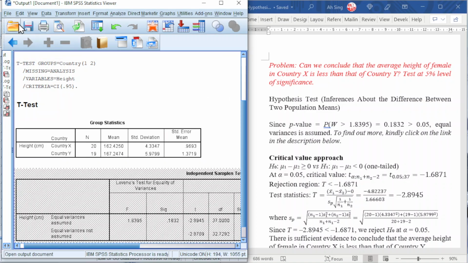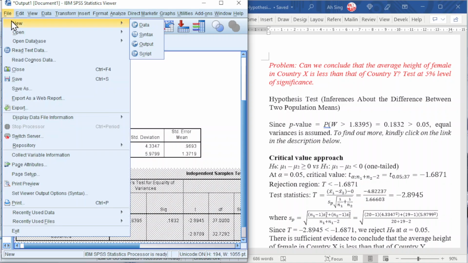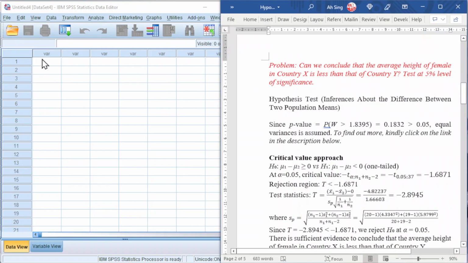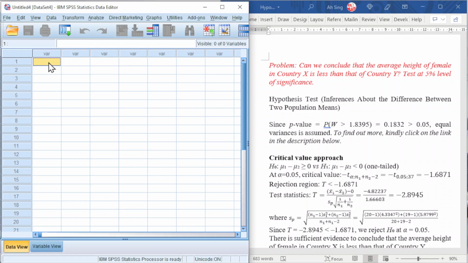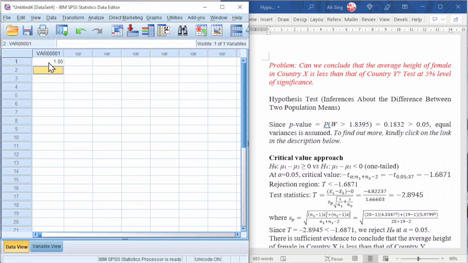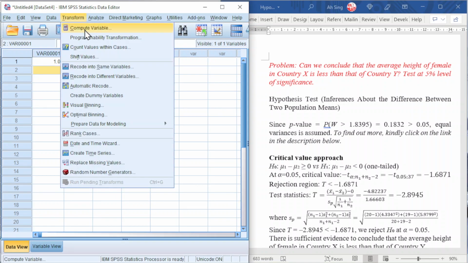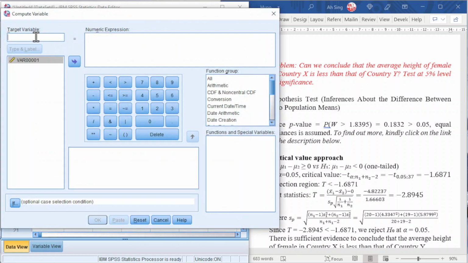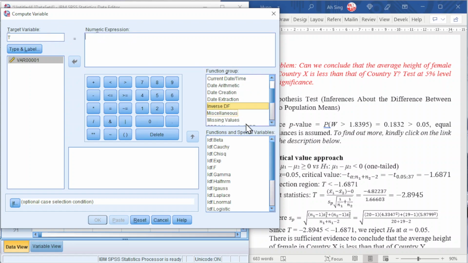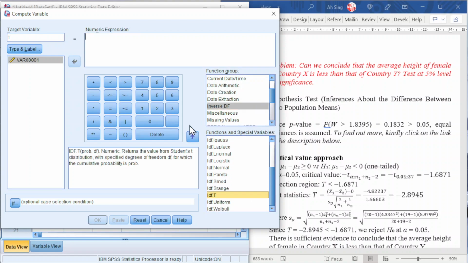We are able to compute the value by using SPSS. Let's make use of a new data book. Make sure the data view is not empty, otherwise we are not able to compute. Let's go to Transform, Compute Variable. Since we are looking for the test statistic t, we type t. For the numeric expression, look for the inverse distribution function. What we need here is the IDF.T function.